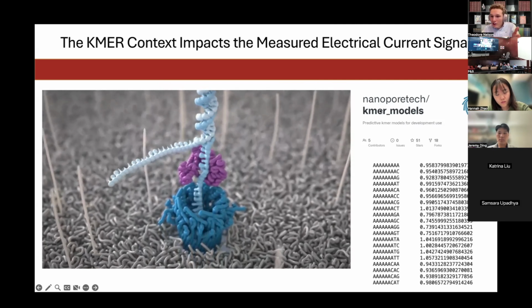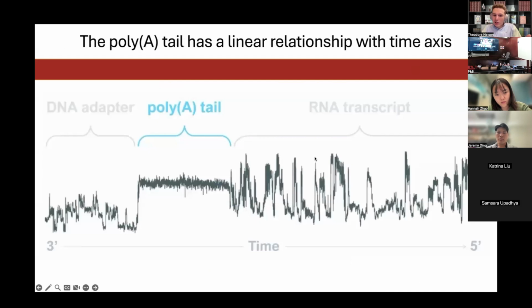When you look at an actual RNA signal, as shown here, because the poly A has no variation within the actual k-mer that exists within the pore, you can see that it's very flat, there's almost no change in the mean current signal, and it stays constant over a period of time. And that dwell time for the poly A tail in the pore allows you to estimate the poly A tail length.